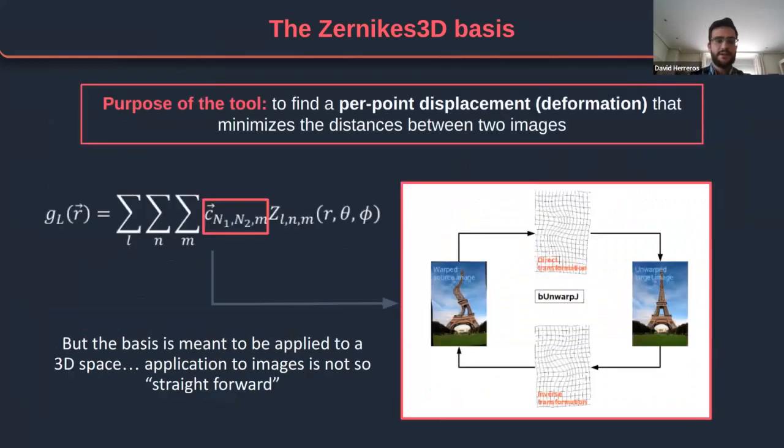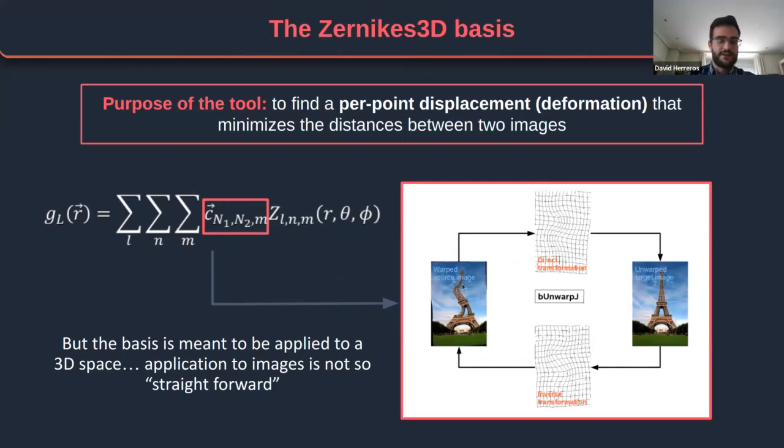And this is the way we do it. At the end, we are going to define a deformation field, which is this G of L, that depends on our basis and also some coefficients that determine the importance of each of these different components of the basis in the whole motion of the molecule. And thanks to this, we are estimating a deformation field.